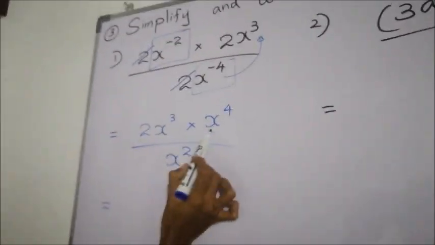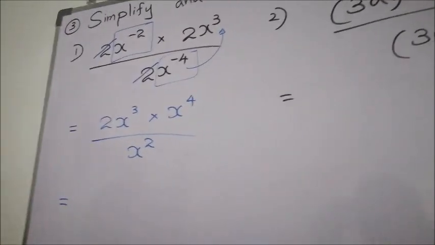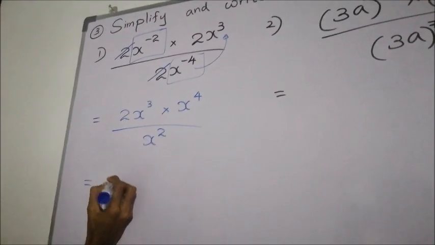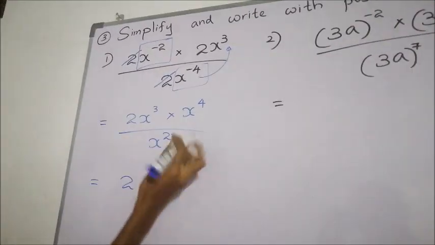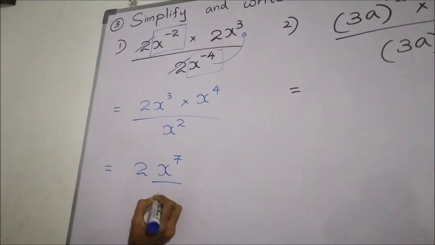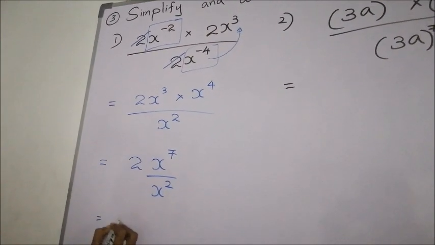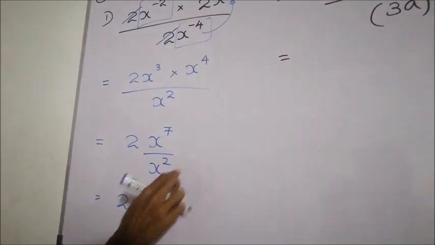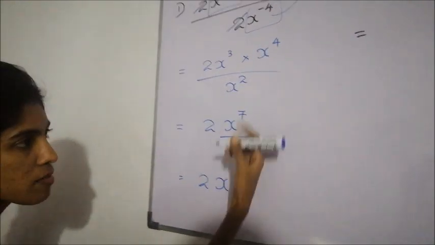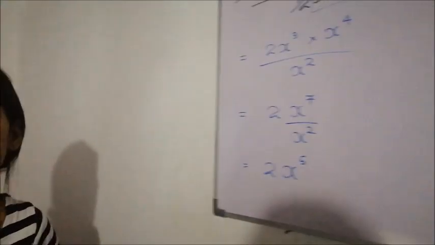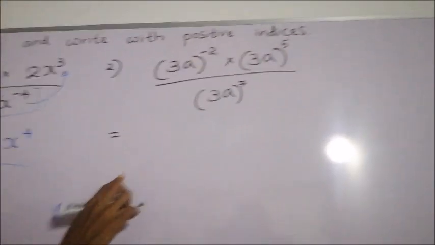Now we can see these two have the same bases, so we can add the indices there. So x to the power 7, because 4 plus 3 is 7. Down, what is there? x to the power 2. In division, we can subtract the indices. x to the power 7 subtract 2 gives x to the power 5. This is the answer. Next one.